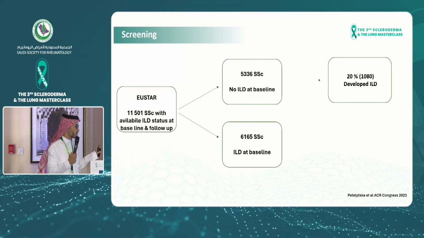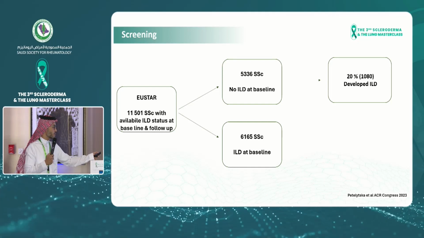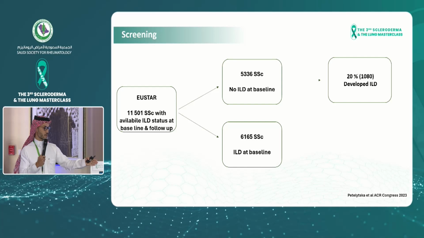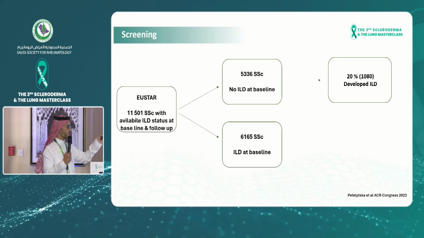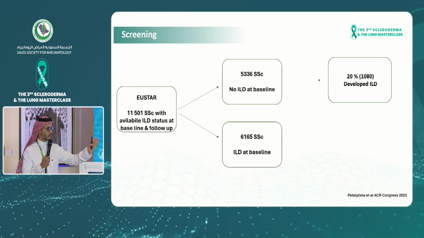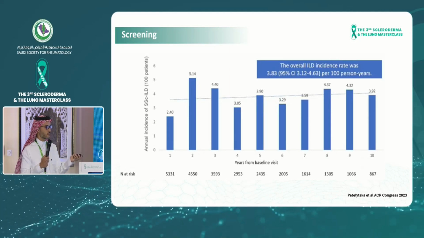It was published as an abstract at the last ACR Congress. So 11,000 patients from the EUSTAR data set who had an available ILD status at baseline and at follow-up. The patients who did not have ILD at baseline were 5,000, and 20% of them developed ILD. Okay? What's important here is actually the timeline.